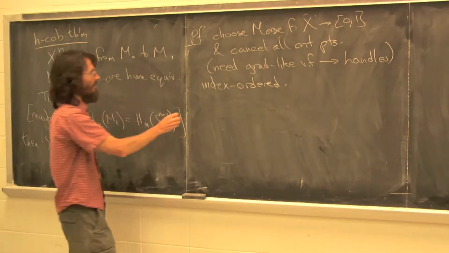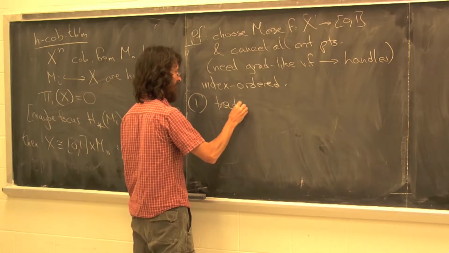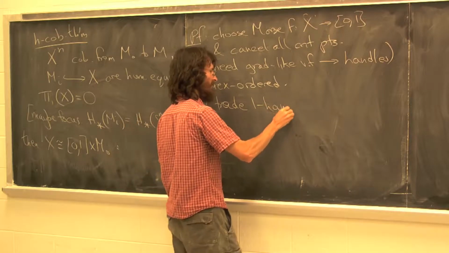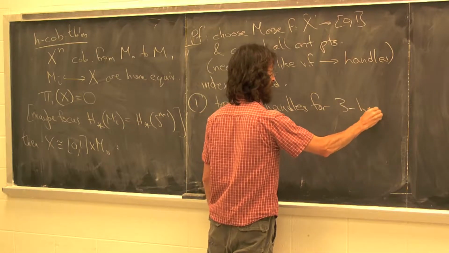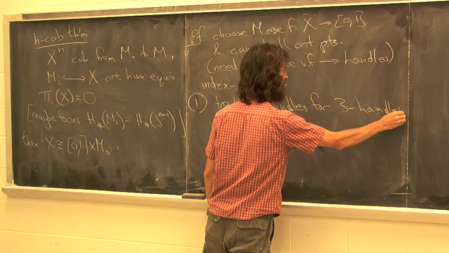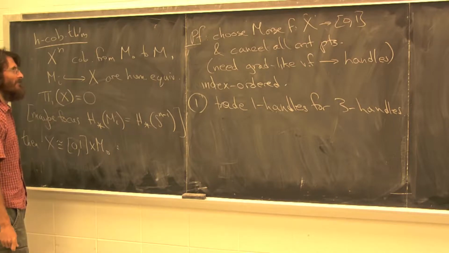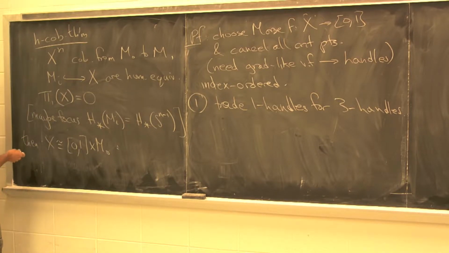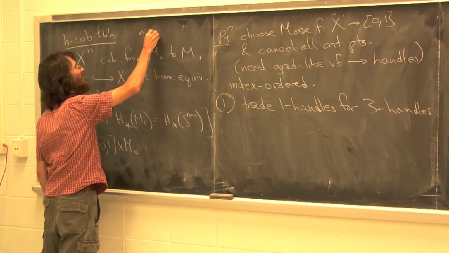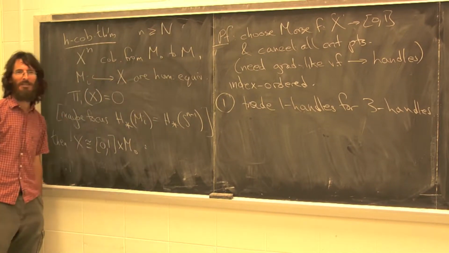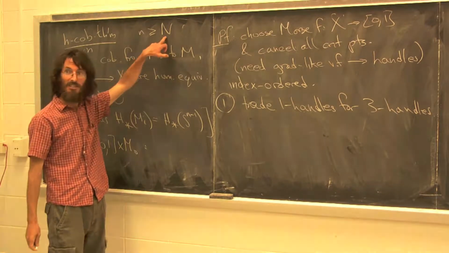And then step 1 was going to be trade 1 handles for 3 handles. And I forgot to mention dimension constraints. The theorem is certainly true for n large enough. How about we try to do it this way? n greater than capital N, and let's figure out what capital N has to be as we go along. Okay, I believe this works for capital N equals 6.